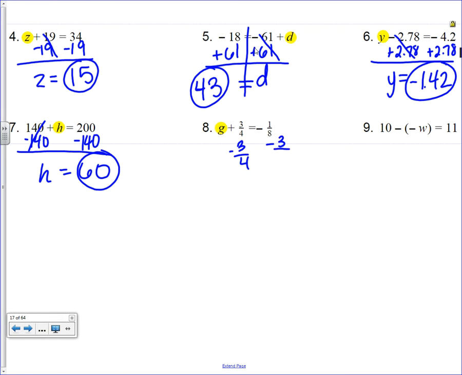Clear out your calculators. You're correct, Cody. Negative 7 over 8. Clear out your calculators, folks. This says negative 1/8. So type in negative 1/8 minus 3/4. Did everybody get negative 7 over 8?